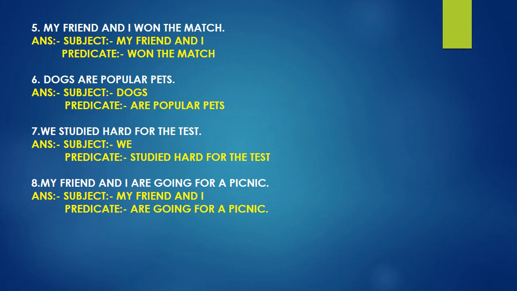Next example. We studied hard for the test. Here we are talking about we. Here we have used a pronoun. So the pronoun is we. So it is the subject. And what is the predicate? Studied hard for the test. Next example. My friend and I are going for a picnic. So subject is my friend and I and predicate is are going for a picnic.